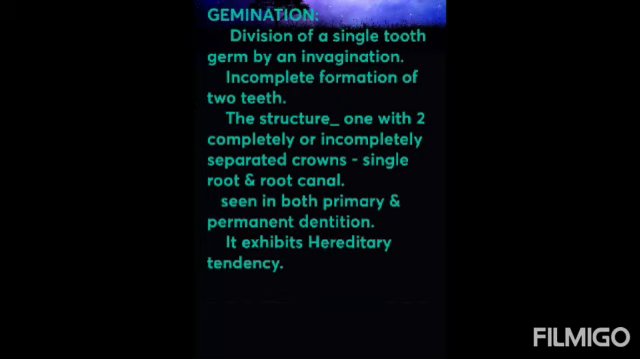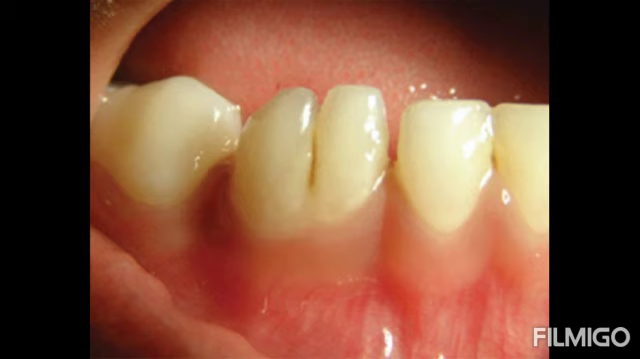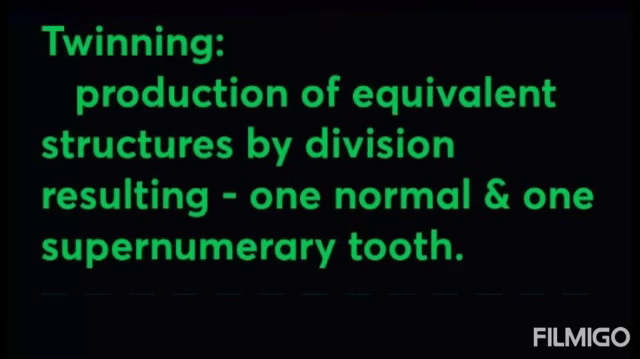So it is seen in deciduous as well as the permanent dentition, and in some cases appears to exhibit a hereditary tendency. It is not always possible to differentiate between gemination and the case in which there has been fusion between a normal tooth and a supernumerary tooth. So the differentiation is difficult. This picture shows the geminated tooth that involves the lower lateral incisor and the canine. The crown is completely joined, but the root is single.